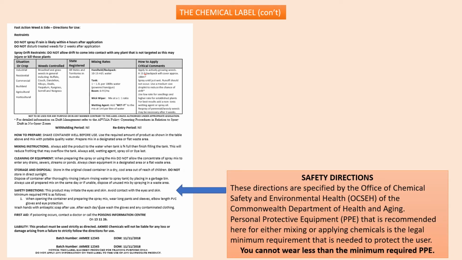Safety directions. These directions are specified by the Office of Chemical Safety and Environmental Health of the Commonwealth Government Department of Health and Ageing. Personal protective equipment or PPE that is recommended here for either mixing or applying chemicals is the legal minimum requirement that is needed to protect the user. You cannot wear less than the minimum required PPE.